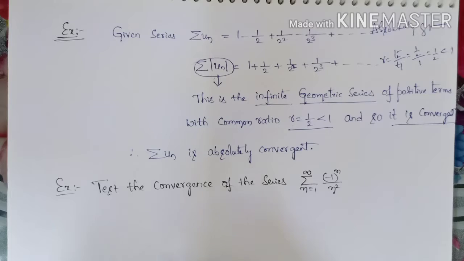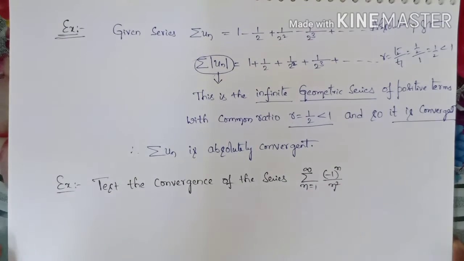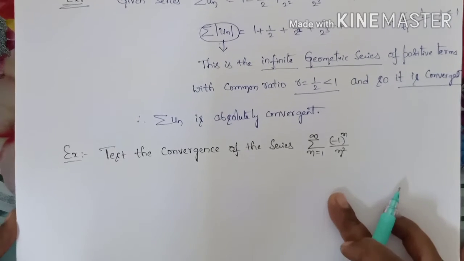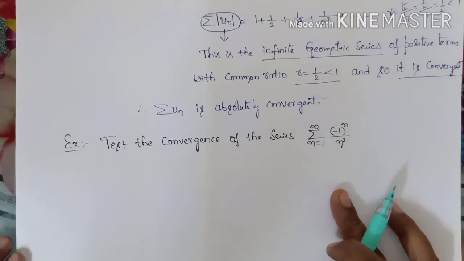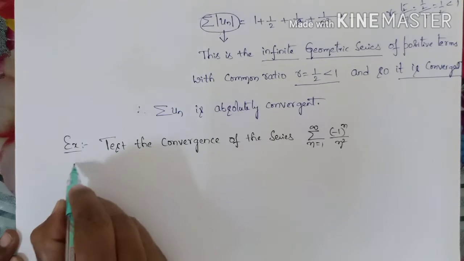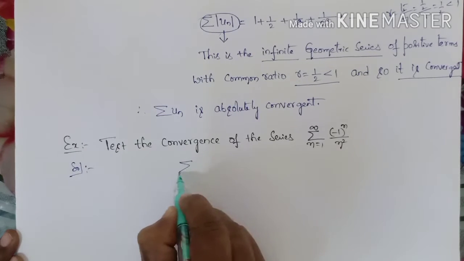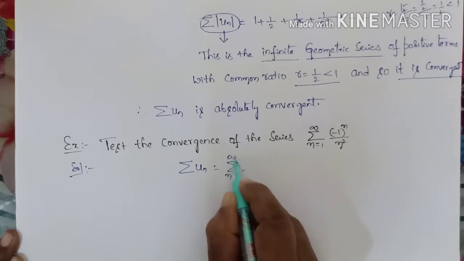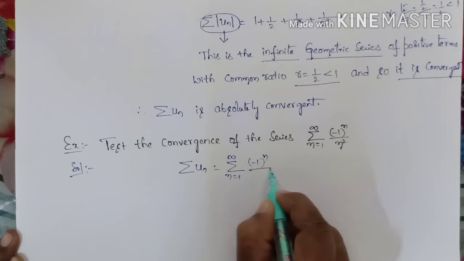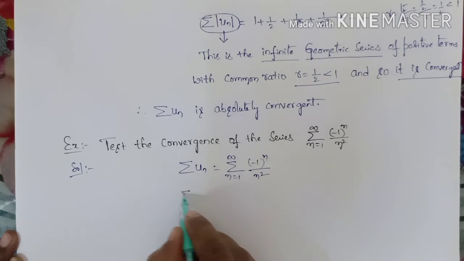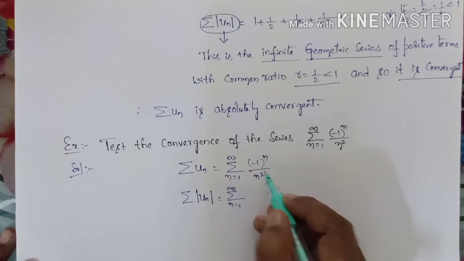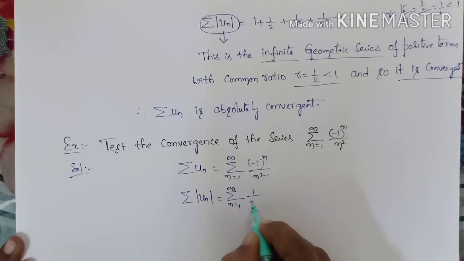So we take one more example. Test the convergence of the series sigma n is equal to 1 to infinity minus 1 whole power n by n square. We call this sigma un. Now we prepare sigma mod un: sigma n is equal to 1 to infinity, by making all the negatives as positives, we get 1 by n square.